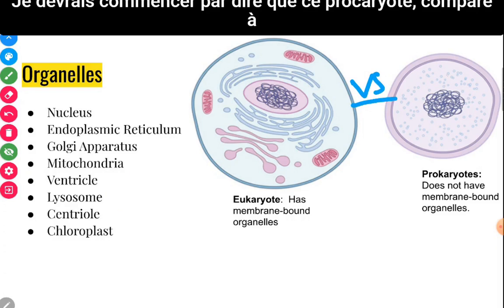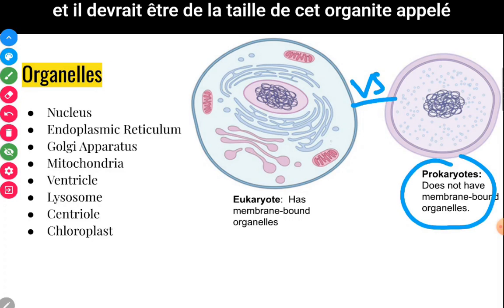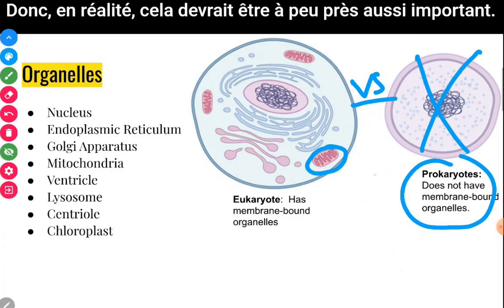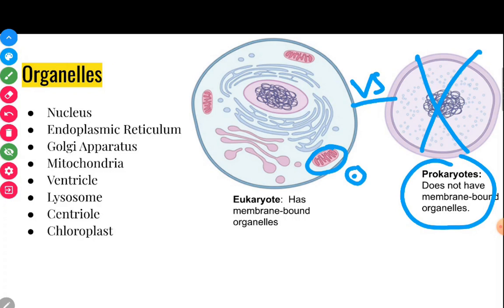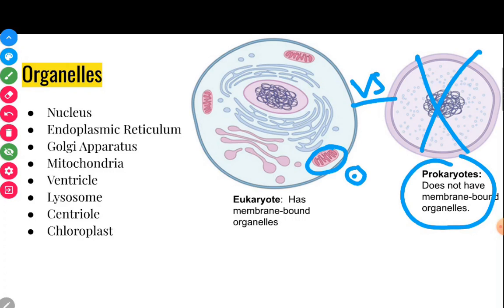I should start by saying that this prokaryote compared to this eukaryote is too big. It should be about the size of this organelle called the mitochondria. So in reality, this should be about that big, not that big. Prokaryotes are much smaller than eukaryotes.